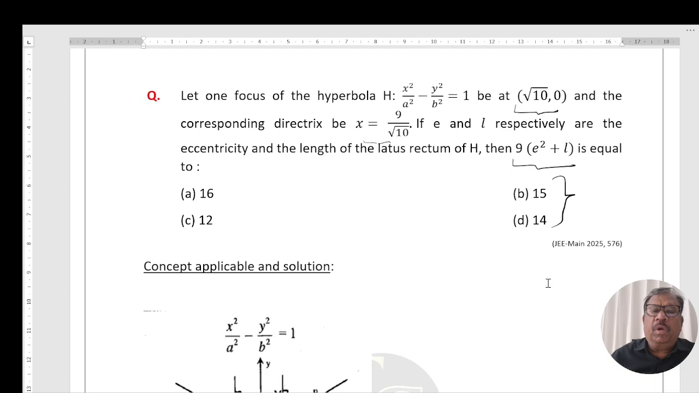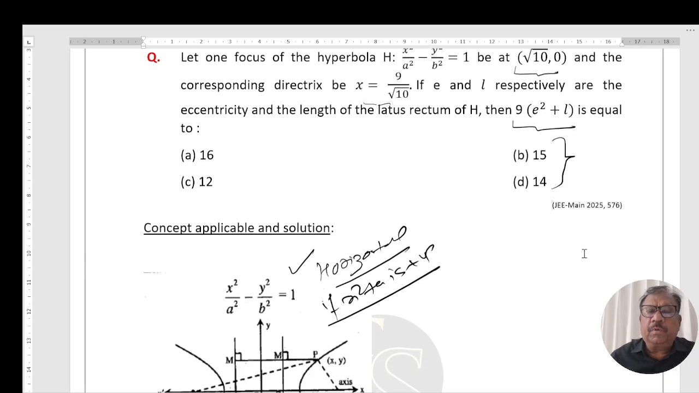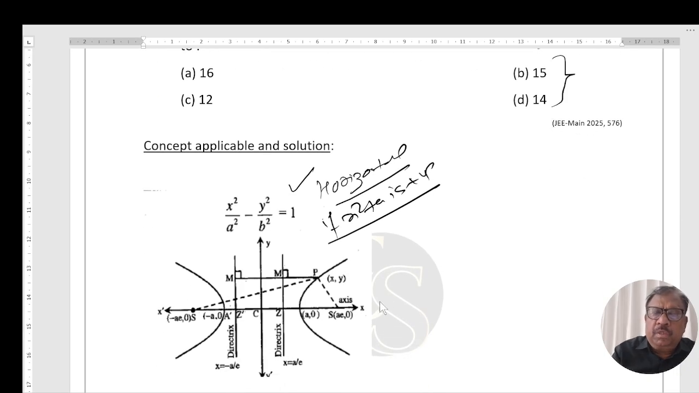According to the question, the hyperbola is this one. This is horizontal, in which x square term is positive. Now, this is the principal axis, right? This is the foci.